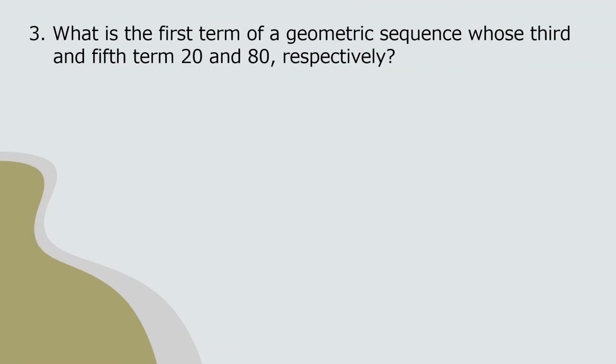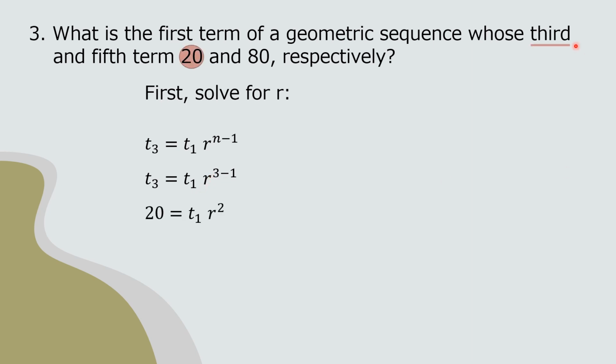So for the last example, what is the first term of a geometric sequence whose third and fifth terms are 20 and 80 respectively? First, solve for the common ratio r. Using t sub 3 is equal to t sub 1 times r raised to n minus 1. Then, t sub 3 is equal to t sub 1 times r raised to 3 minus 1. The third term is 20. Then, 20 is equal to t sub 1 times r raised to 2.